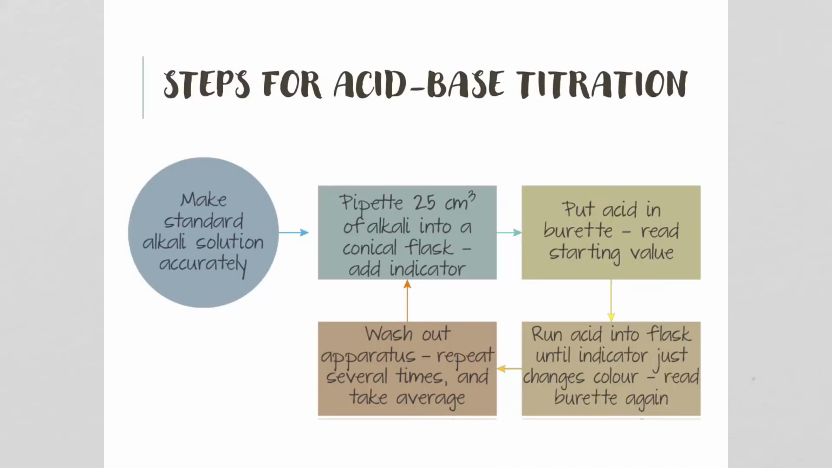So again, this is another way of looking at that. So you would make a standard alkali solution accurately and pipette, for instance, 25 milliliters of that into your flask. And then you will put acid into the burette, read the starting value. You'll run acid into the flask until the indicator just changes color. You'll read the burette again and then wash out the apparatus and repeat several times and take the average.